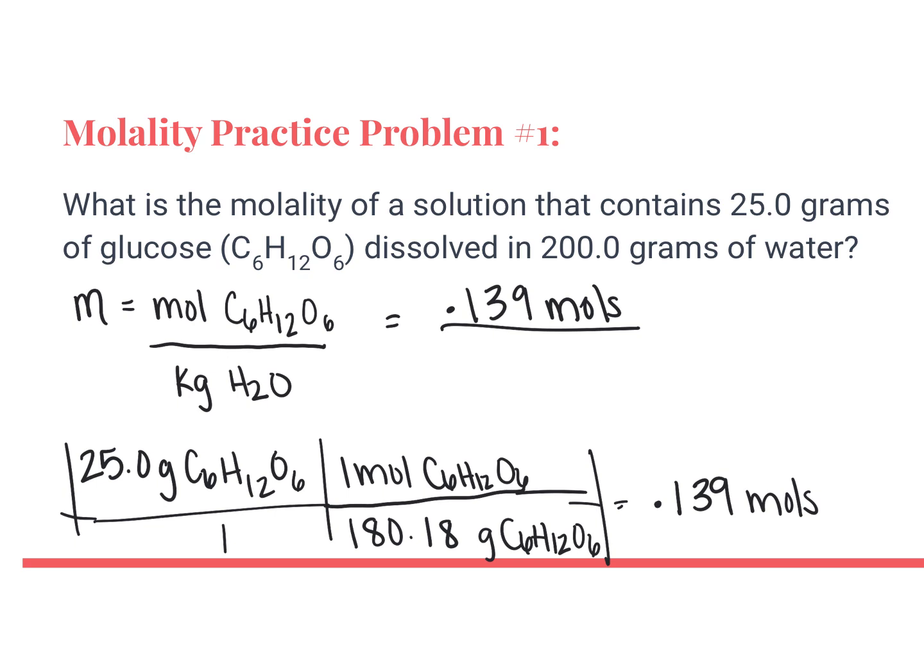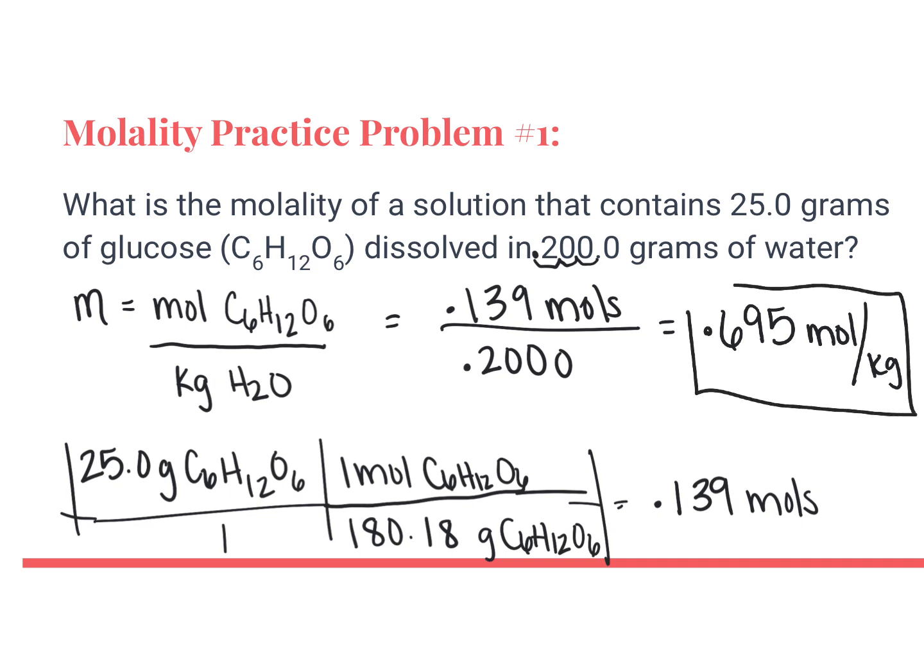Then we divide it by kilograms of water. We know that there's 200 grams of water. How do we convert from grams to kilograms? You can divide by 1,000, or how many places do you move that decimal point? 3. Either way, we should be dividing by 0.2000. Go ahead and divide. What are we getting when we divide 0.139 by 0.2000? 0.695. Do you agree with that? Your unit for molality is moles per kilogram. So for every 1 kilogram of water, there's 0.695 moles of glucose in it.